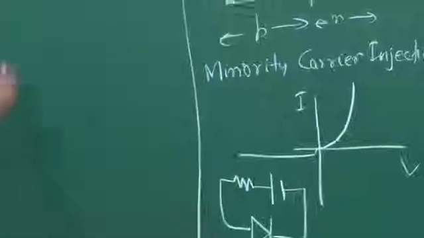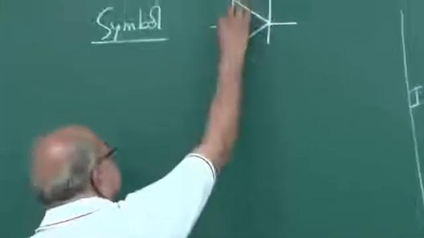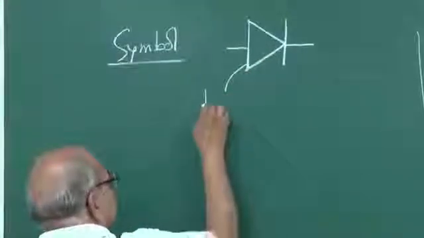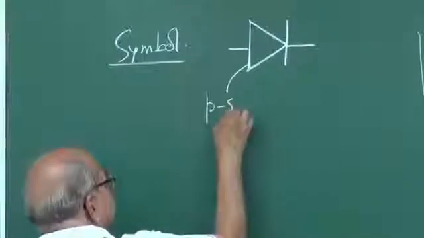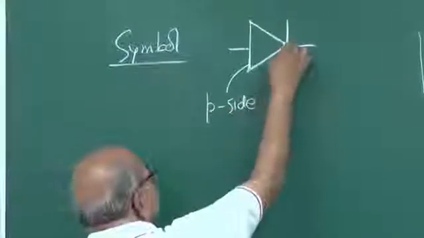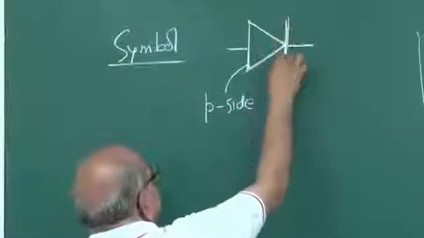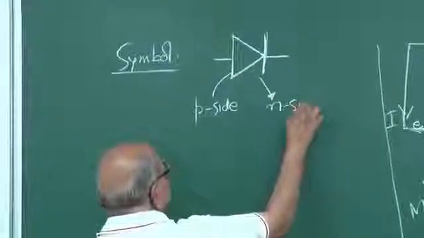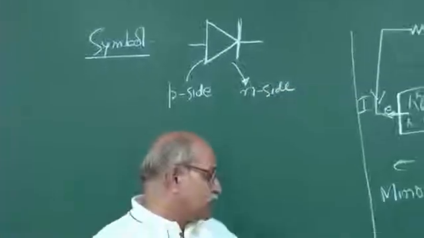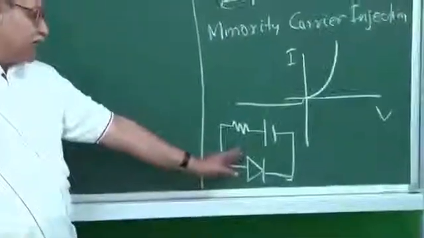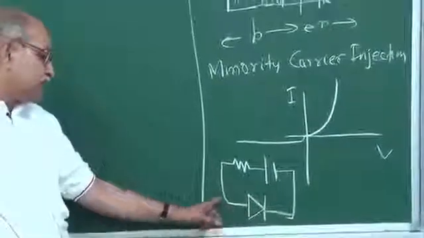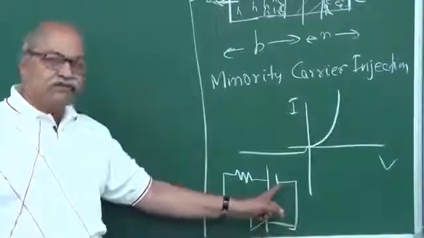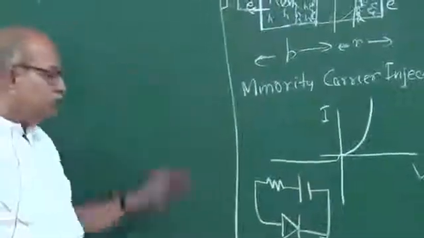In this symbol, this base side represents the P side, and this vertex and a line here represents the N side. So when I draw my circuit in this fashion, what am I telling? I am telling that the P side is connected to the positive of the battery, and the N side is connected to the negative of the battery. So this is how the symbols are made.